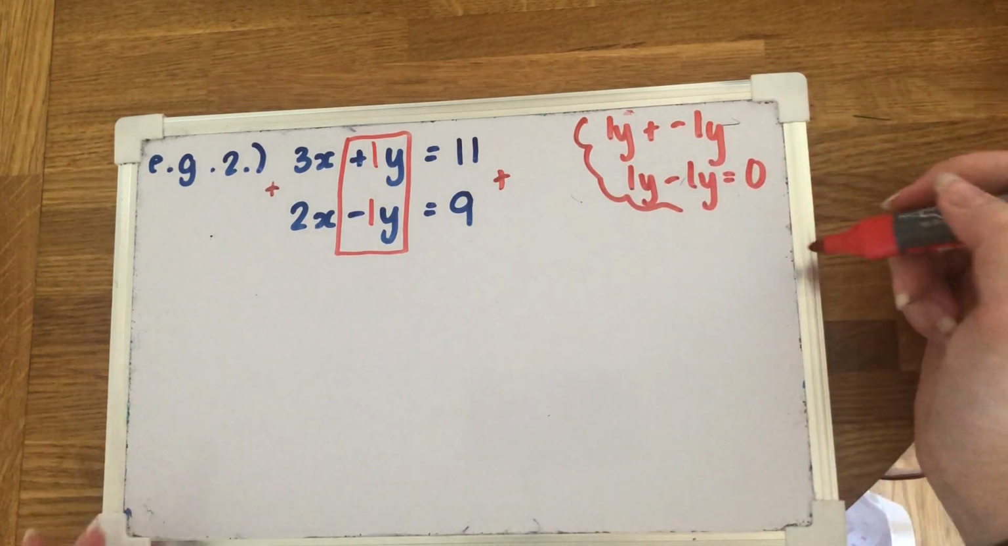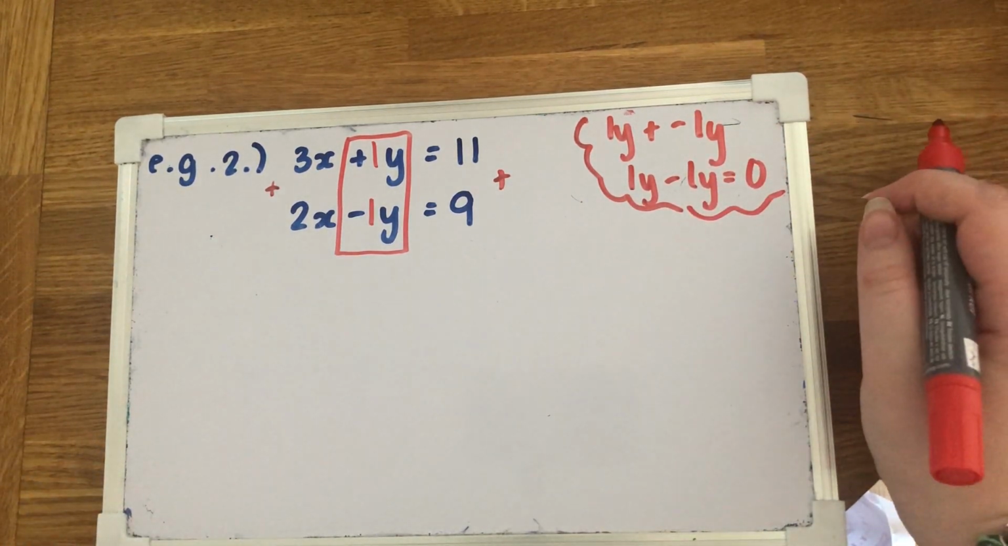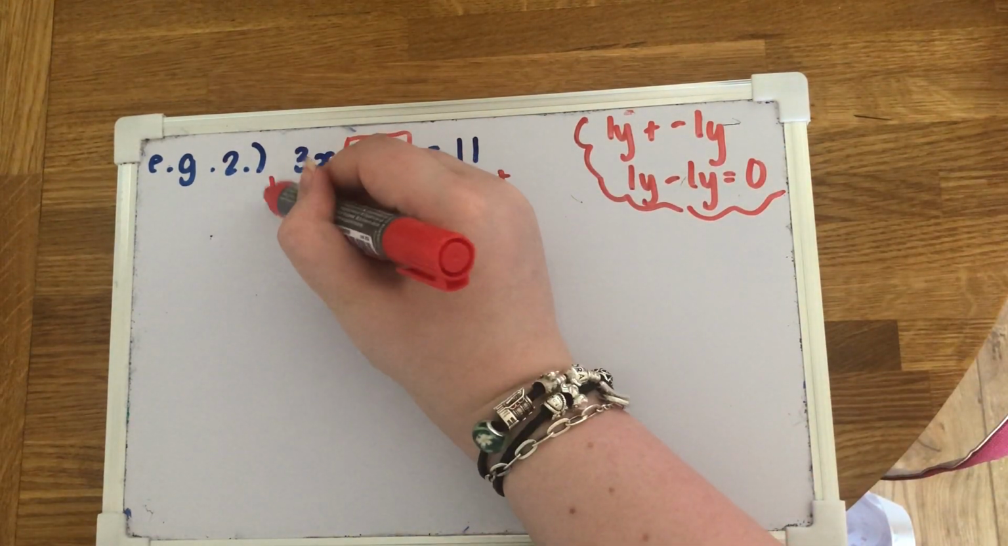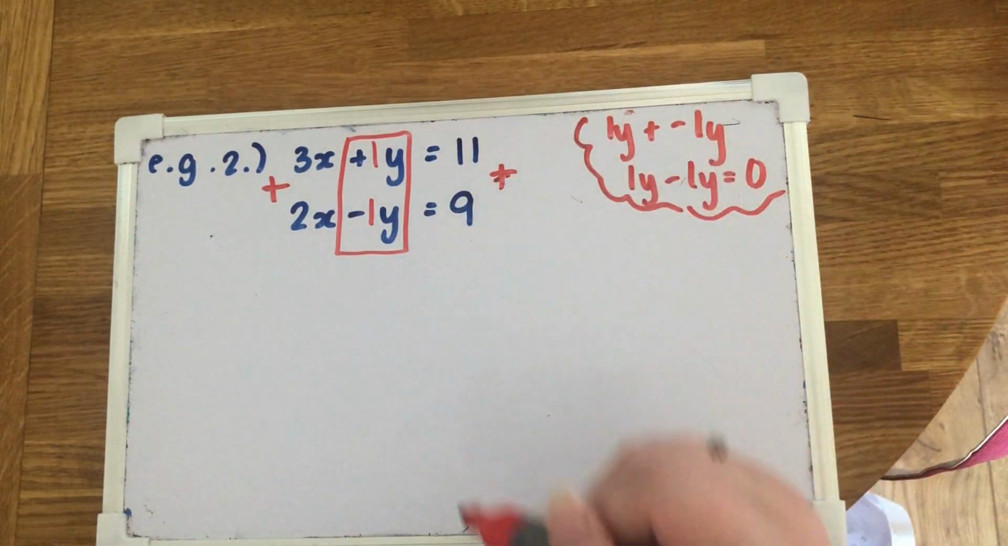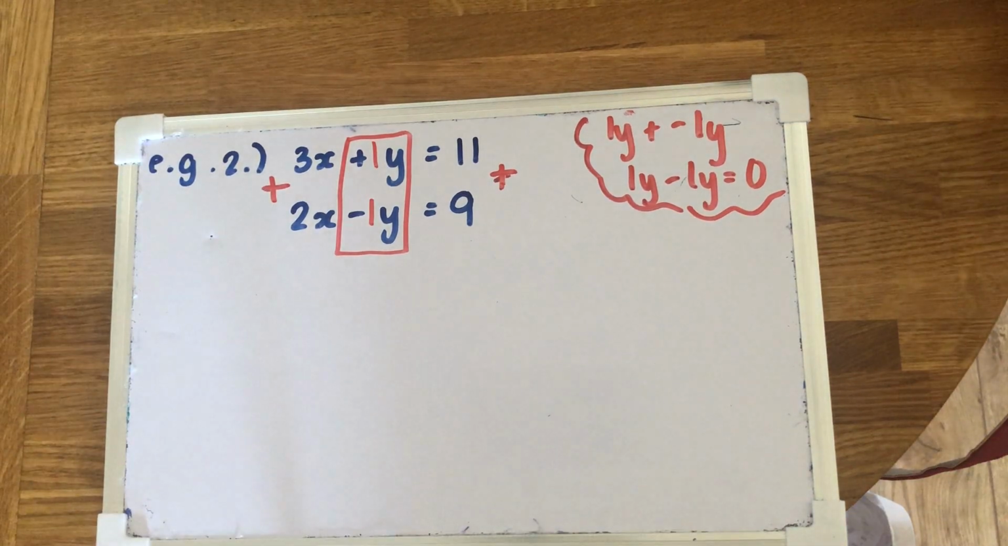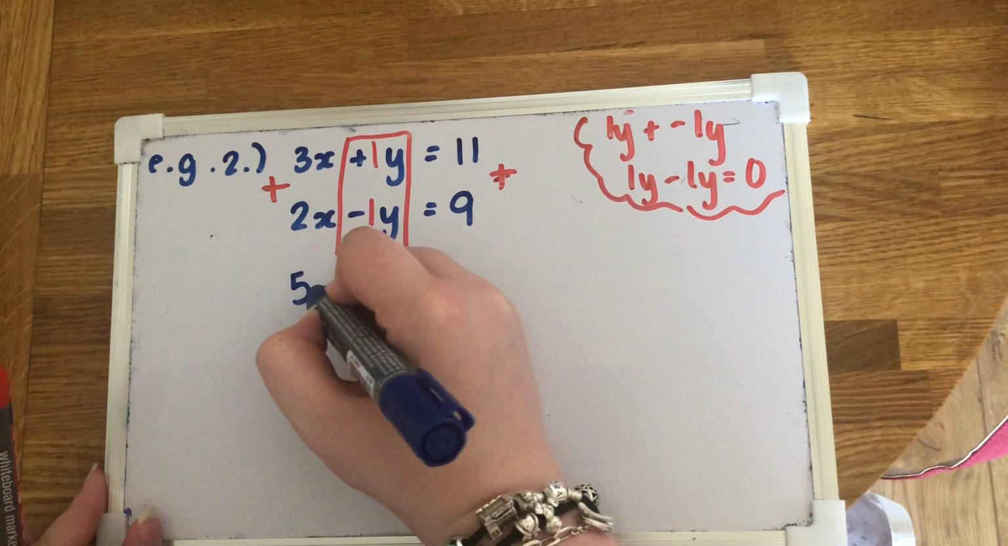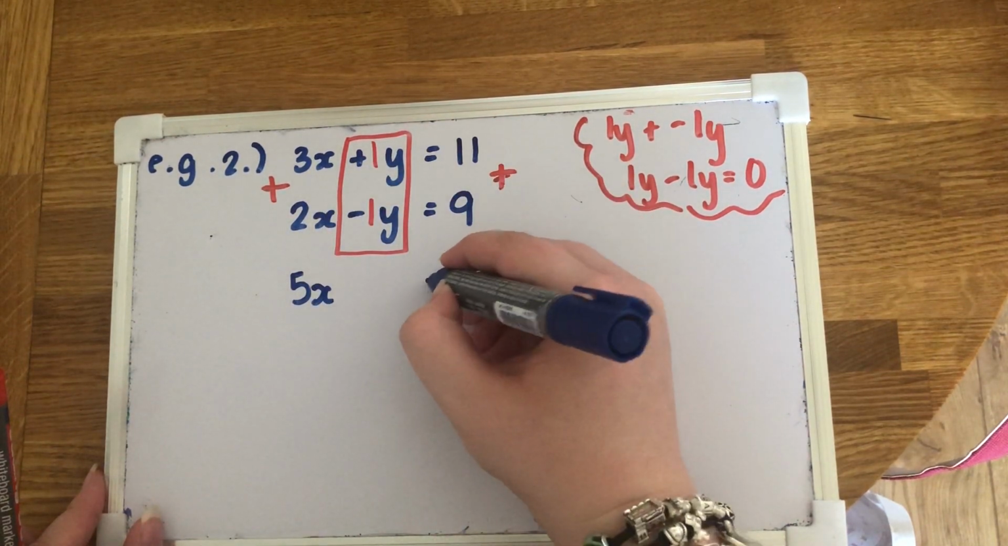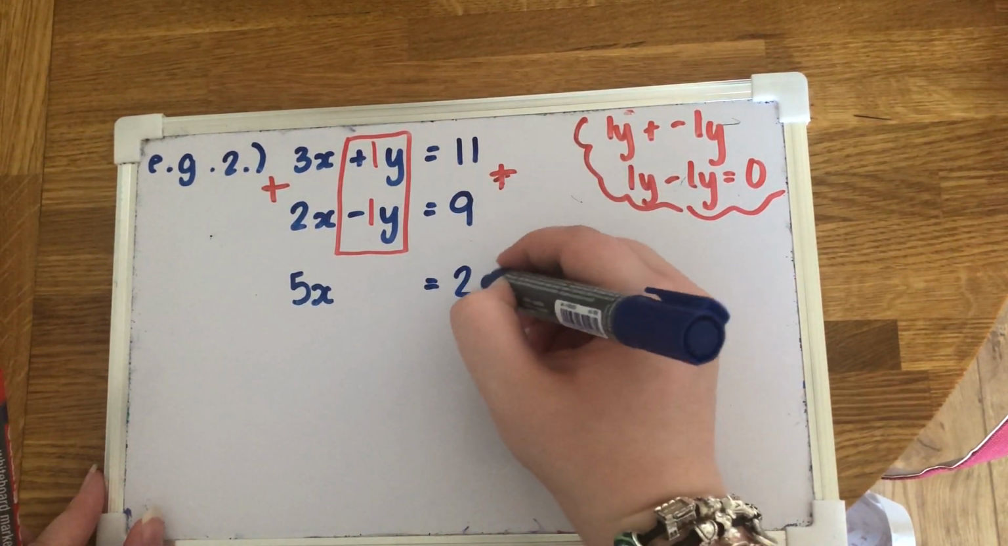which gives us 0 y's. Okay, so that's why we're adding them together. Okay, we're not going to subtract them like we did the first time. So if we add them, we're going to end up having 5x on the left. This would obviously become 0. Add those together, that will give us 20.